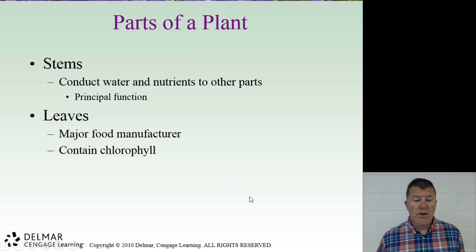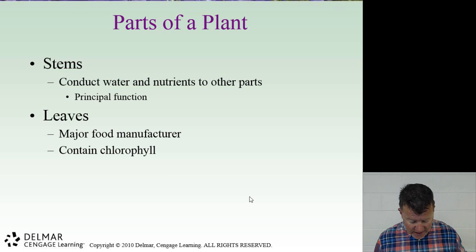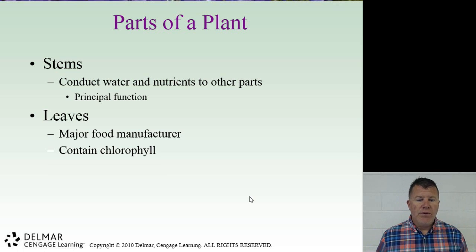Stems, they're going to conduct water and nutrients to other parts. That's their principal function. Leaves are the major food manufacturer, and they've got to contain the chlorophyll for the photosynthesis to take place.